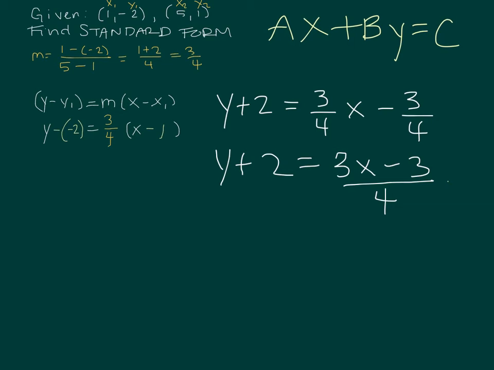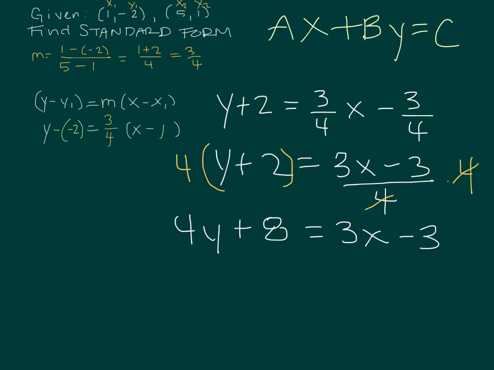I'm going to multiply by 4 on both sides in order to cancel, multiplying the whole side by 4 over here. So these two cancel. And then I'm going to use a little bit of distribution there. So I'm going to have 4y plus 8 equals 3x minus 3. Okay.